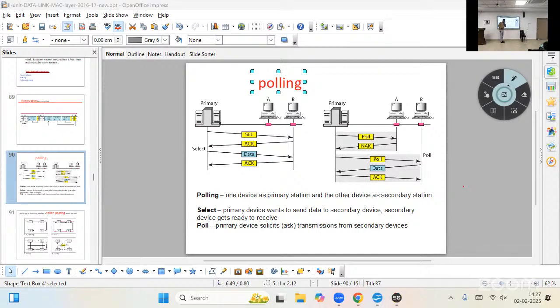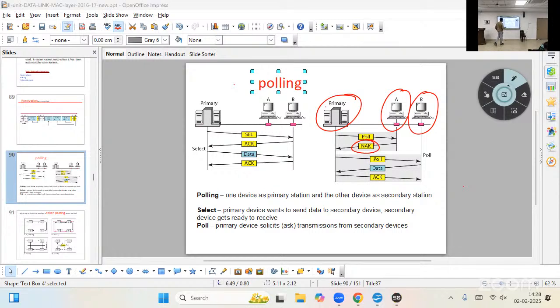Here, for example, polling means we need to poll, so we need to give some priority. In this diagram, the primary station is there, A and B want to be there. A wants to send a poll, but it is given NAK. What is NAK? Negative acknowledgement. I don't want to receive the data.